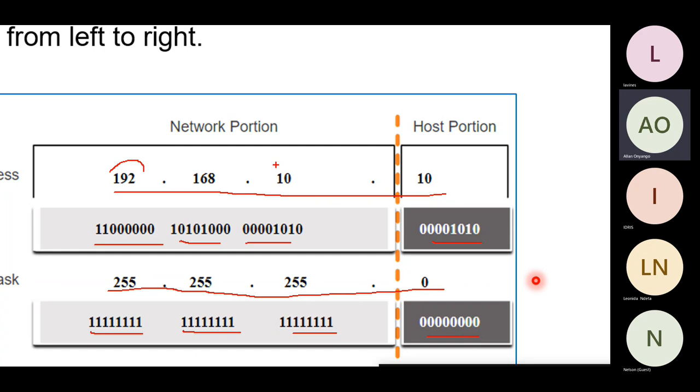To get the network portion from the host portion is very simple. Write the IP address in binary here, write the subnet mask in binary here, and compare the bits bit by bit. Your point of focus is where the ones of the subnet mask end. The ones end on the third octet, so you can draw a straight line cutting through the IP address. Then the left-hand side is the network portion and the right-hand side is the host portion. It's that simple.